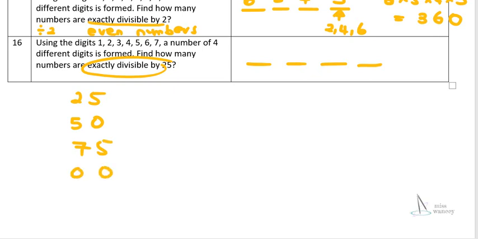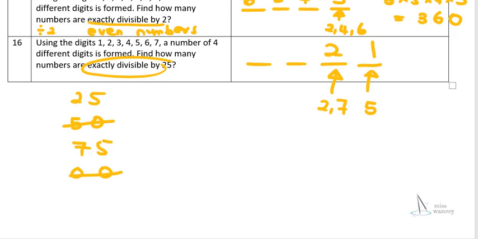However, I don't have anything with 0 here. So deleting 50 and 00. So I should either end them up with 25 or 75. So that means for the last digit, I have no choice but to end them with 5. So only one choice over here. And then this one should either be 2 or 7. So that means I have 2 choices for here.